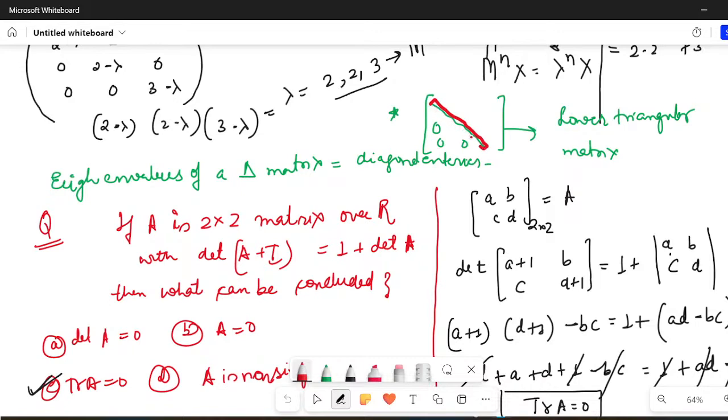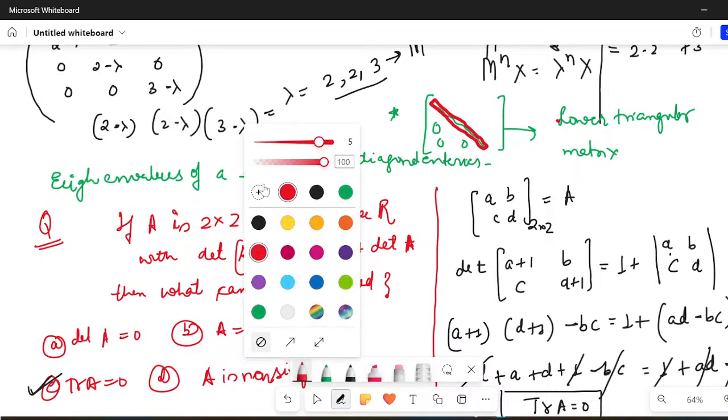Now there can be two kinds of triangular matrix. One is called a lower triangular matrix, and the other one is called an upper triangular matrix. The matrix that I showed you is not lower triangular, rather it is upper triangular. So I think I made a mistake yesterday. Please correct it in your notes.